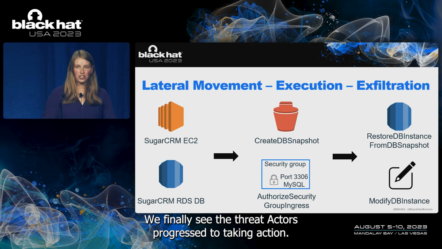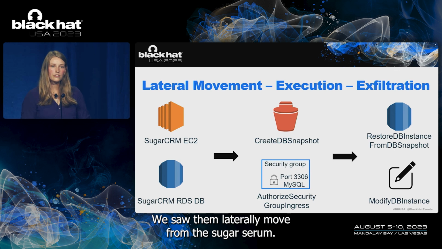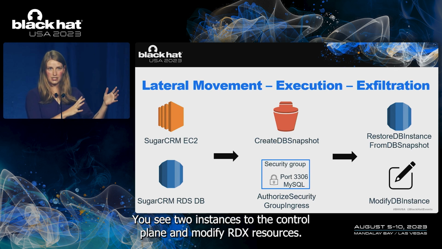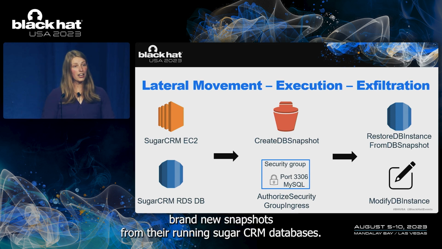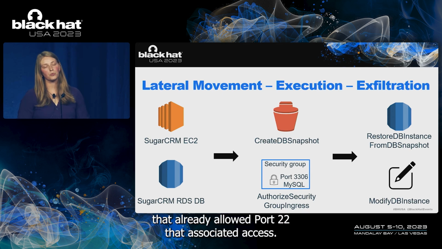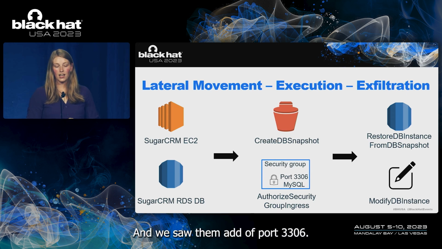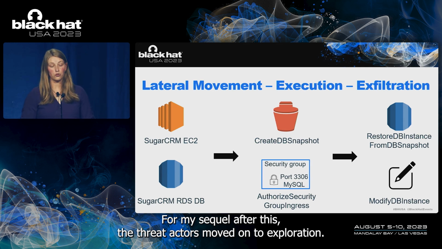We finally see the threat actors progress to taking action. We saw them laterally move from the SugarCRM EC2 instances to the control plane and modify RDS resources. We first saw them create brand new snapshots from the running SugarCRM databases, and from there we saw them modify pre-existing security groups that already allowed port 22 for that SSH access, and we saw them add port 3306 for MySQL.